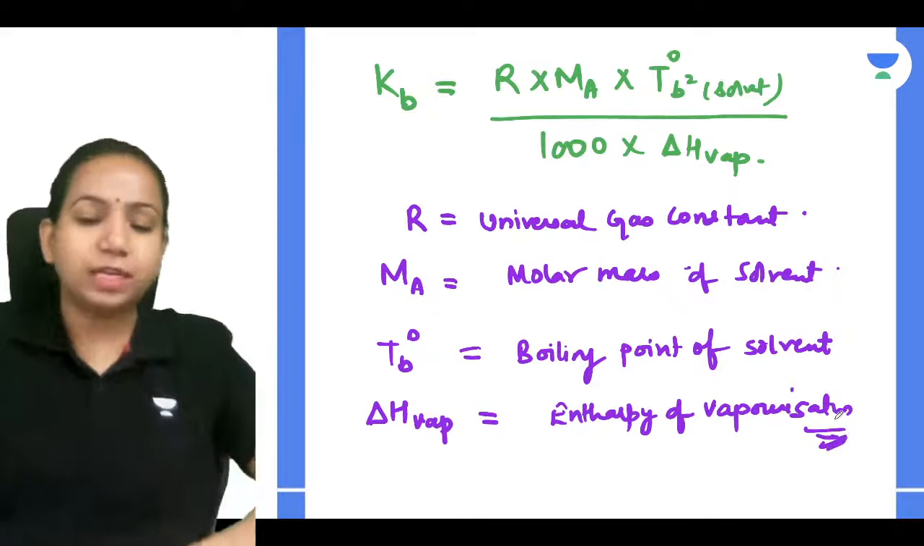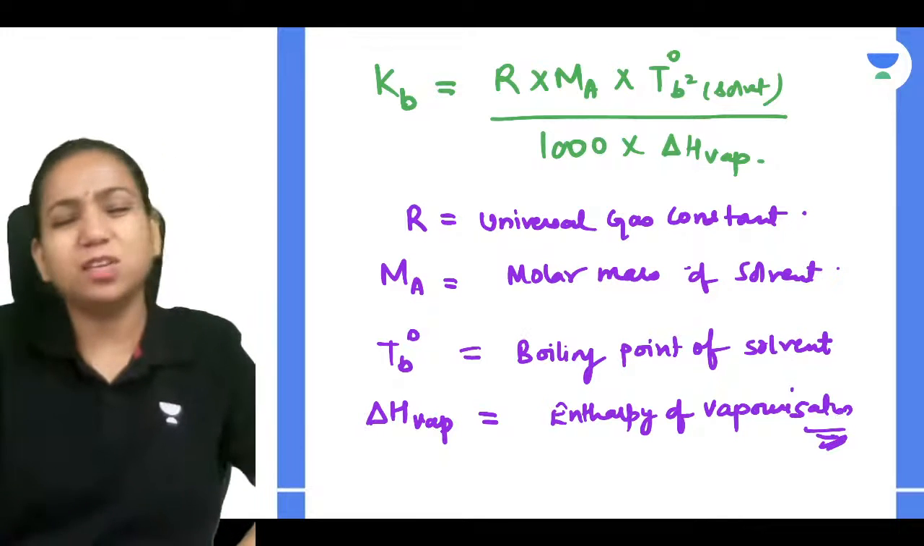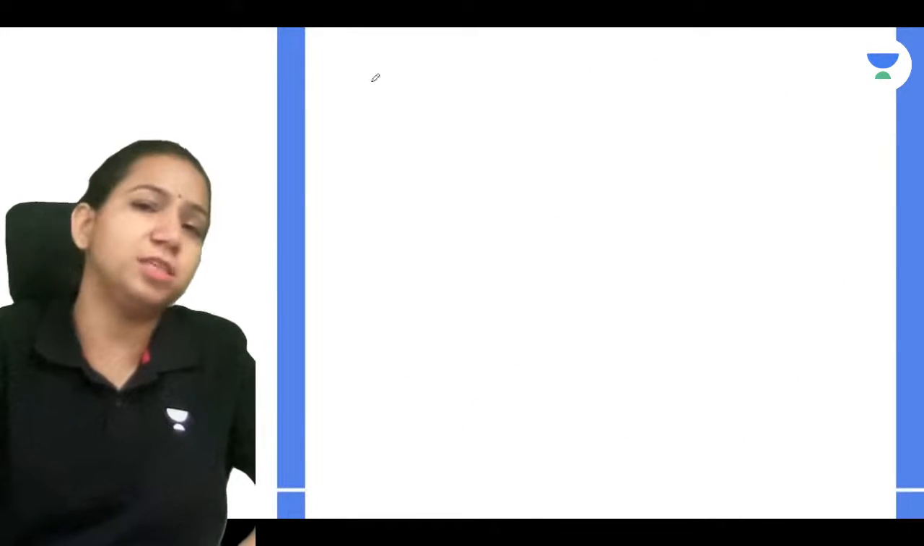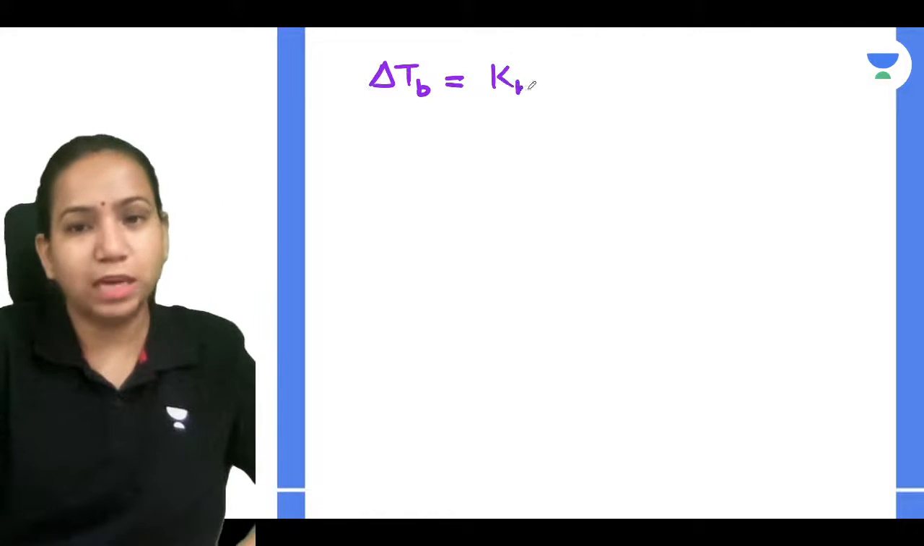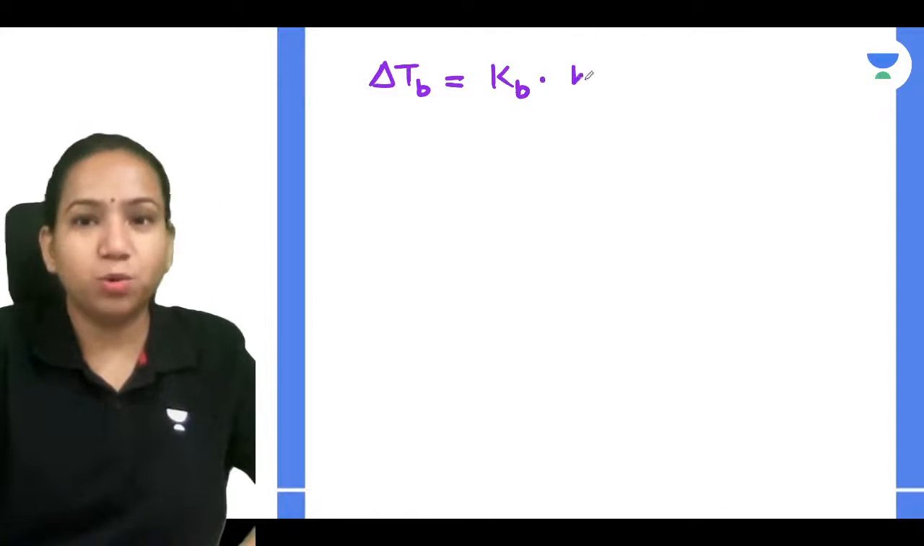These in all terms you can find out the Kb value. Can I do some modifications in the delta Tb value? So delta Tb is equal to Kb times molality. Now what is molality? Everyone remember?